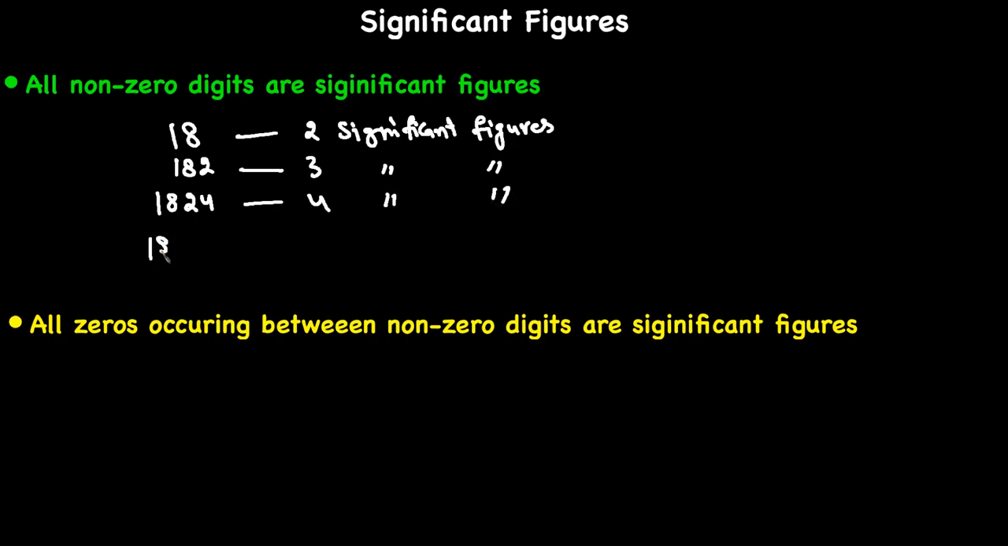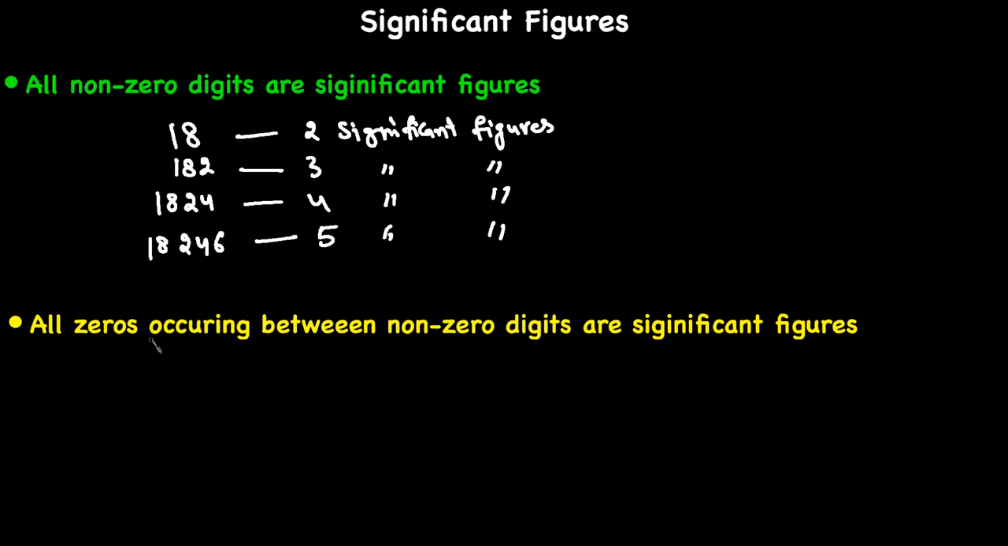Let's say another one, 18246. There are 1 2 3 4 5 non-zero numbers. So all non-zero digits are significant figures, so there are five significant figures. So that's the first basic rule.